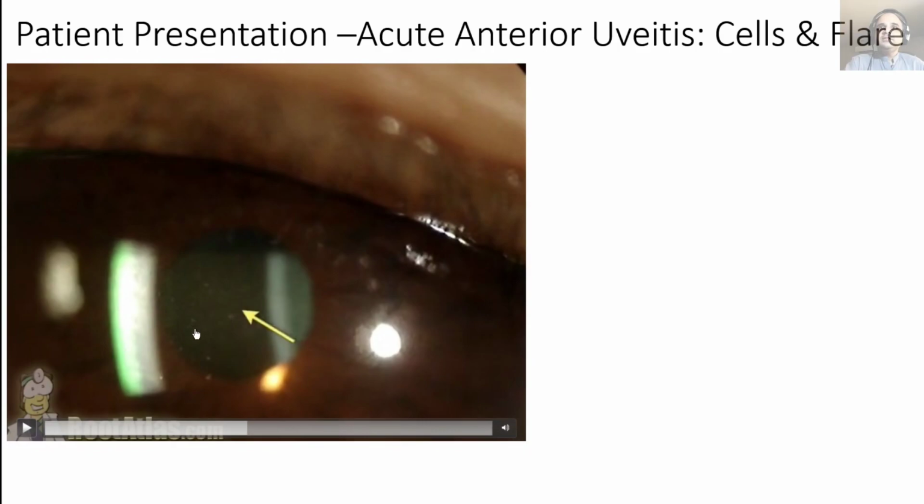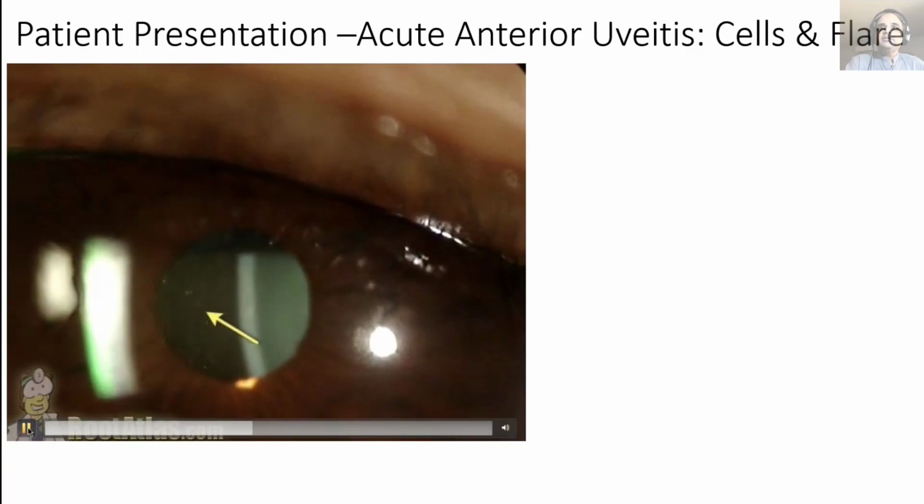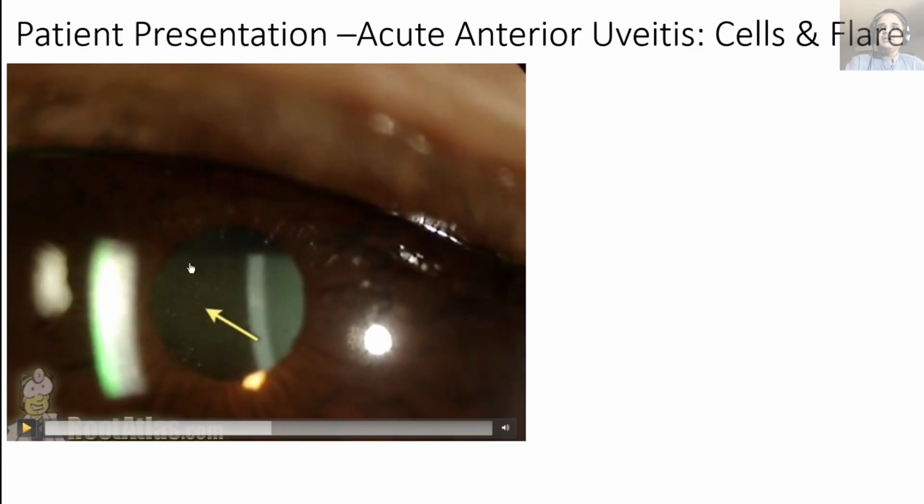These are the cells, these round structures. And all this generalized haze, that's the flare. Cells, lots of cells, and this generalized haze in this light beam between the cornea and the lens. If you see this little rectangular area, it shows this haze, which is basically all the flare.